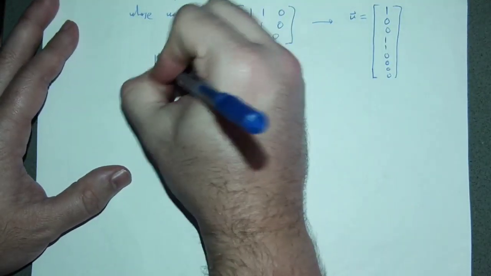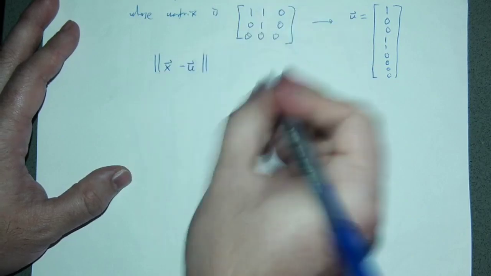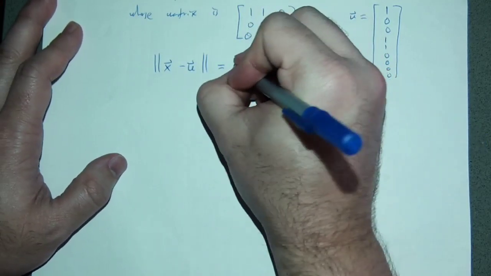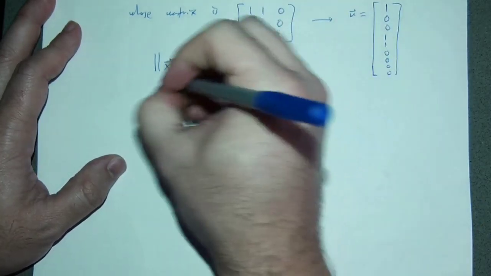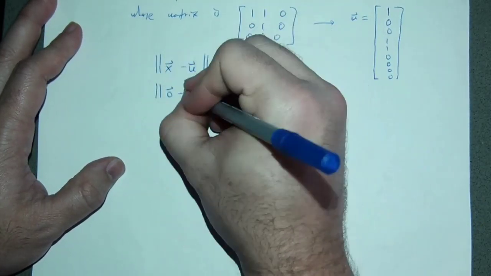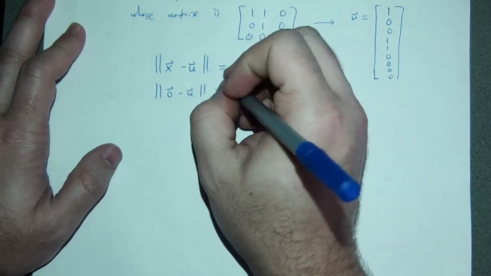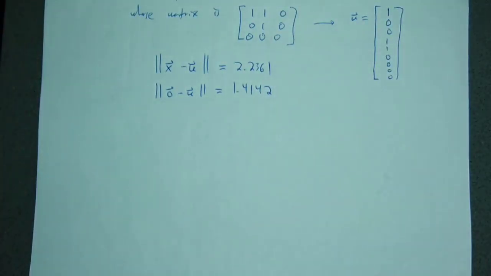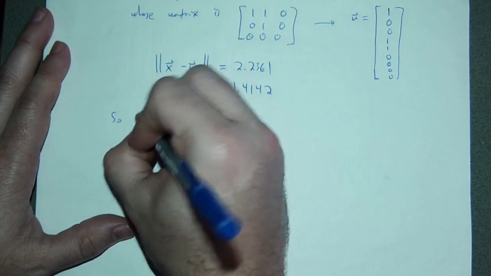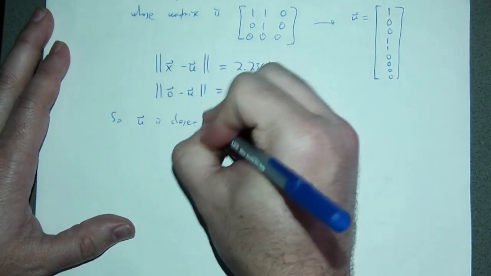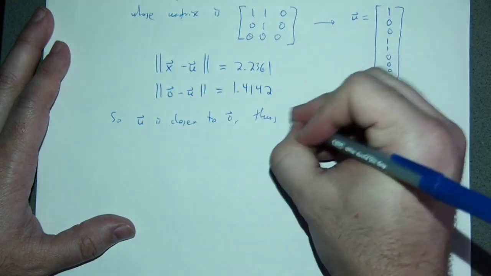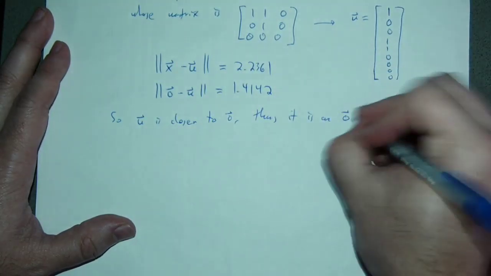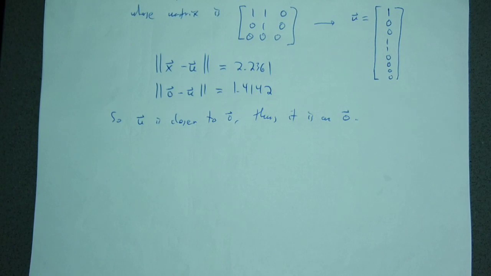And then you compute the distance from this vector to our X. It turns out that's 2.2361, and the distance of this vector to our O, which it turns out is 1.4142. Okay, so U is closer to O, thus it is an O. Now you might already spot what it is that's an issue here.